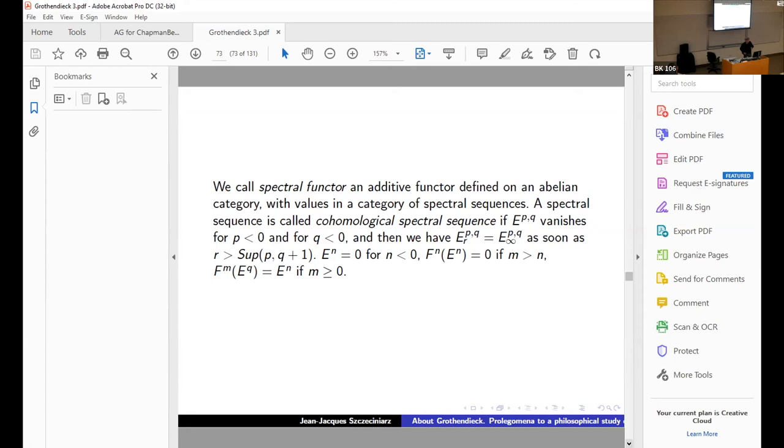We call spectral functor an additive functor defined on an abelian category with values in the category of spectral sequences. And a spectral sequence is called a cohomological spectral sequence if E_2^{p,q} vanishes for p<0, and for q<0, and then we have A_r^{p,q}. I have no time because F^n A is zero if n is greater than N, and you have the last equality.